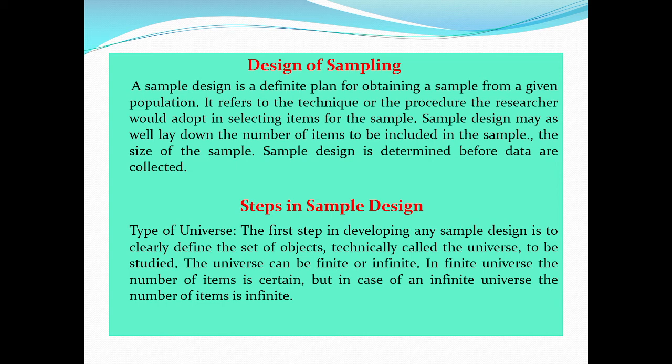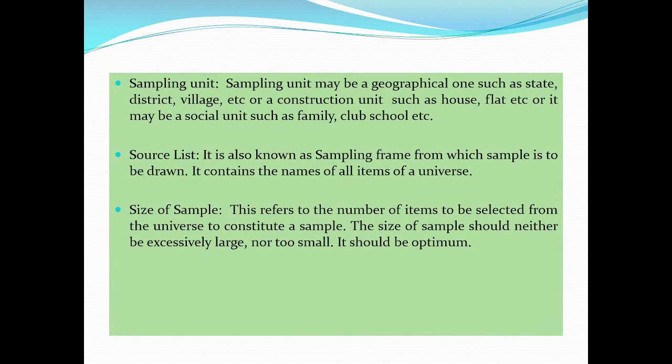The population of a city, the number of workers in a factory, and the like are examples of finite universe. Whereas the number of stars in the sky, listeners of a specific radio program, throwing of a dice, etc., are examples of infinite universes.